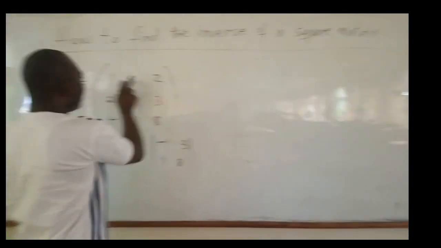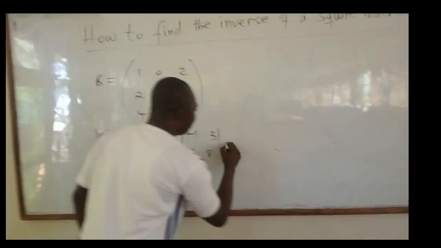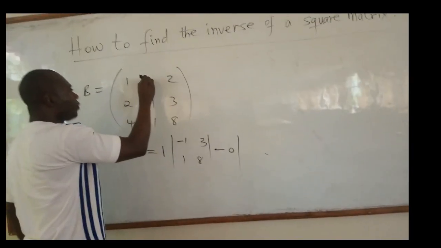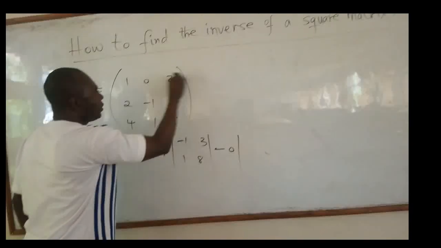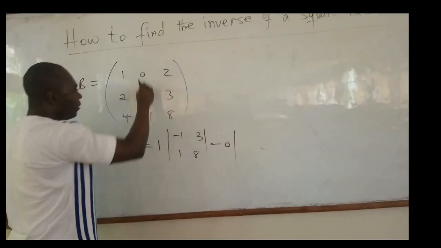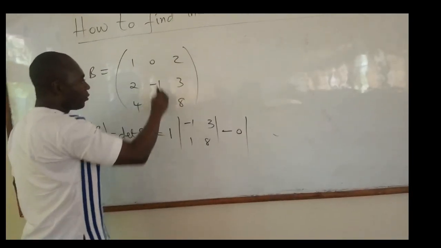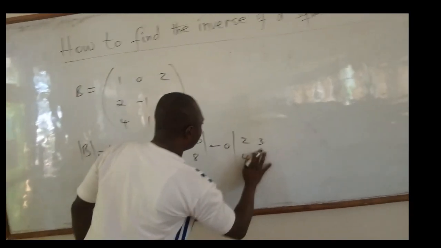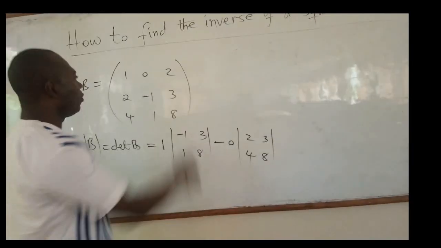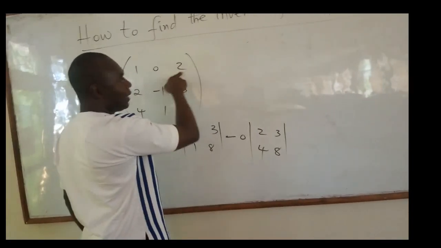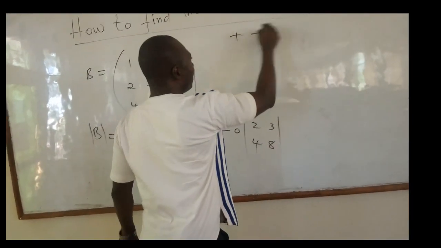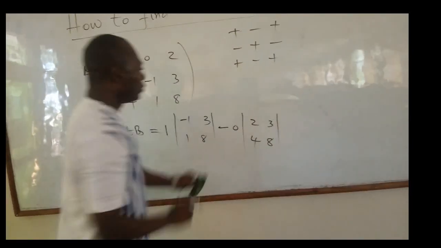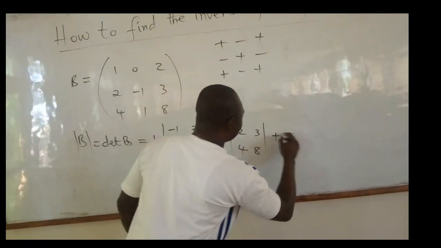So the alternating sign for this one is negative, so it will be negative 0 times whatever element is here. If you pick the 0, you cross out all the elements in this row, which are 1, 0, 2, and all the elements in this column. When you cross out, you'll be left with 2, 3, 4, 8. Then the alternating sign for the next one is plus, as I indicated, so it is plus 2.